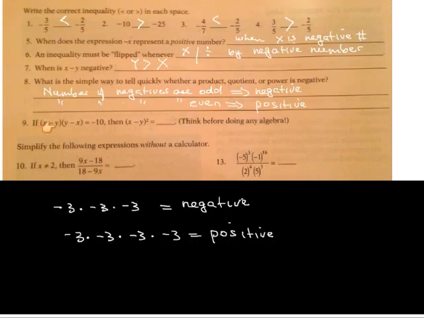If x minus y times y minus x is negative 10, then what is x minus y squared? Think before doing any algebra. So let's go ahead and think. x minus y and y minus x are the same set of numbers, but they are reversed, and the answer is negative 10. You're either multiplying negative by positive or positive by negative. So x minus y could either be a negative or a positive number. We're asked to figure out the square of that, and the square of that could be the same numerical answer, but a positive 10.